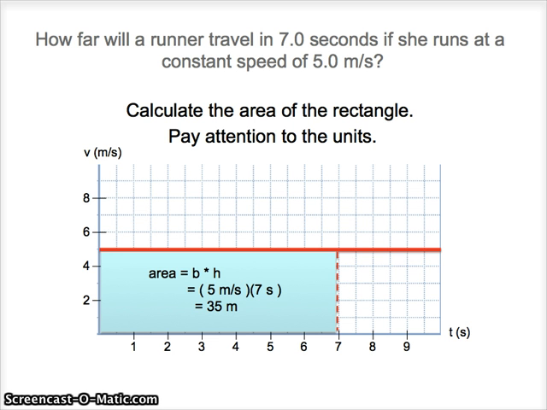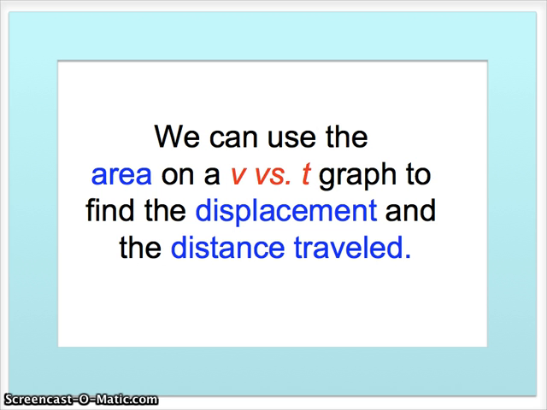So this will allow us to handle much more complex situations where the speed either changes in sudden bursts or if it has a gradual acceleration. The key idea is that the area on a velocity versus time graph can tell us the displacement and also the distance traveled. We'll see in a few minutes the difference between those two things.